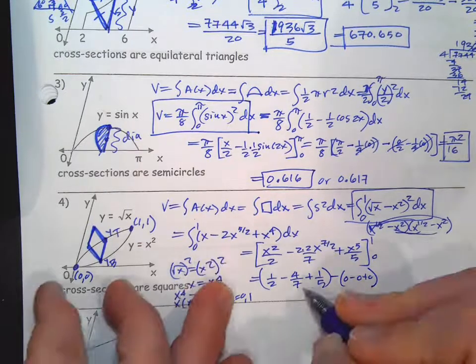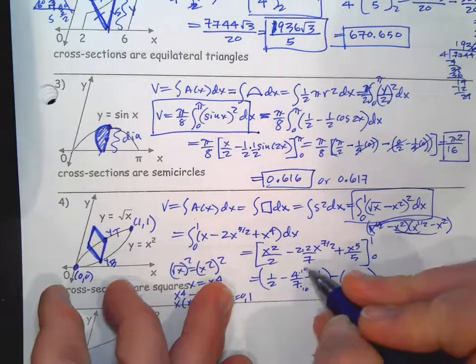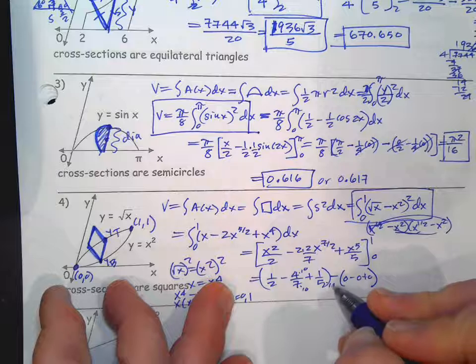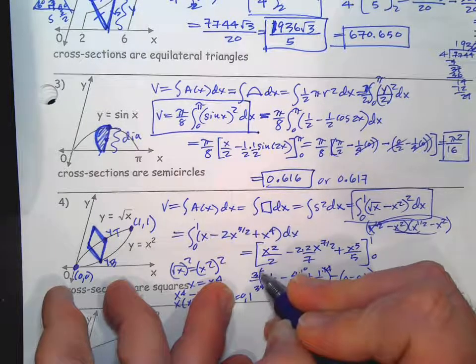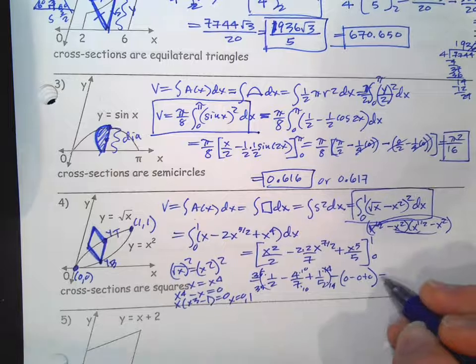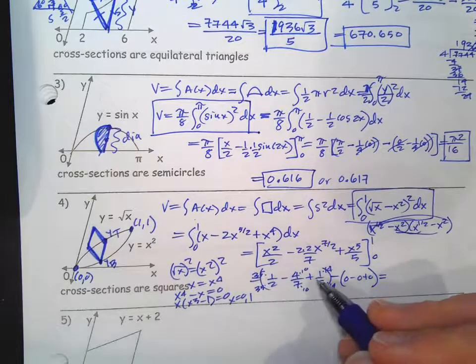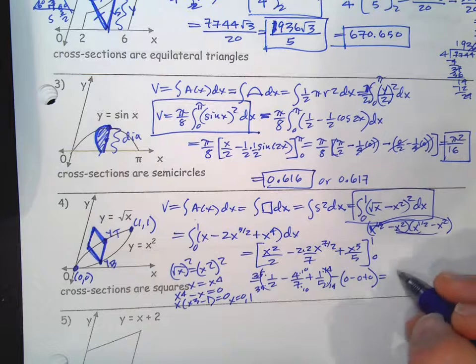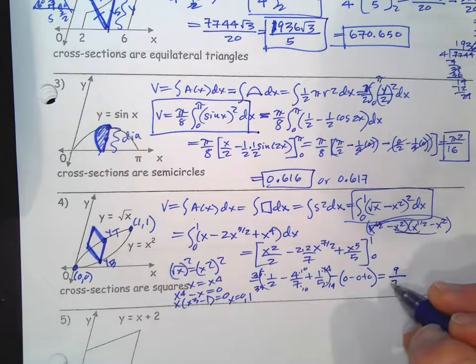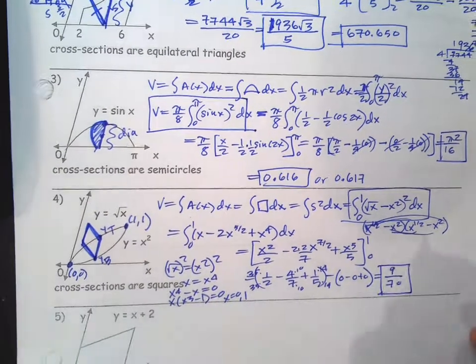Least common denominator would be 70. So we give every one of those that, and then we have 35 minus 40 is -5, plus 14 is 9/70. That's the exact answer.